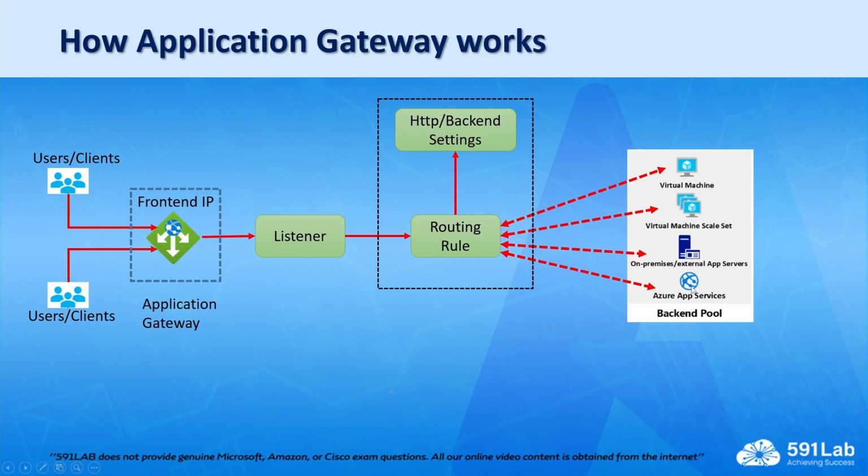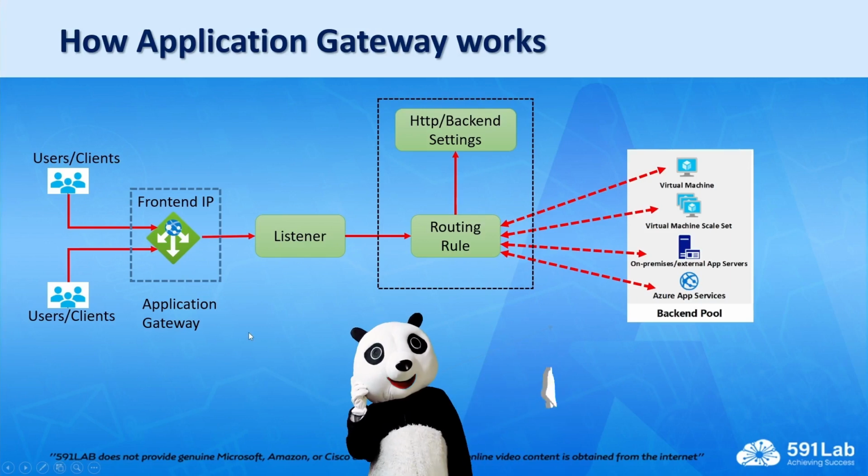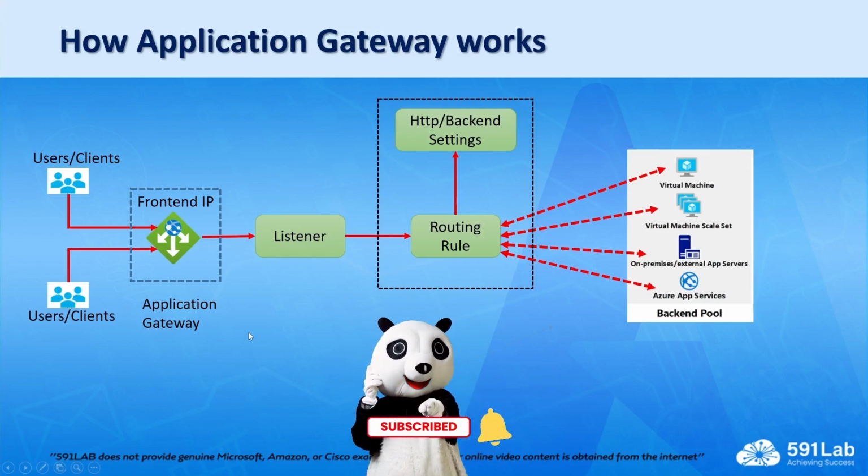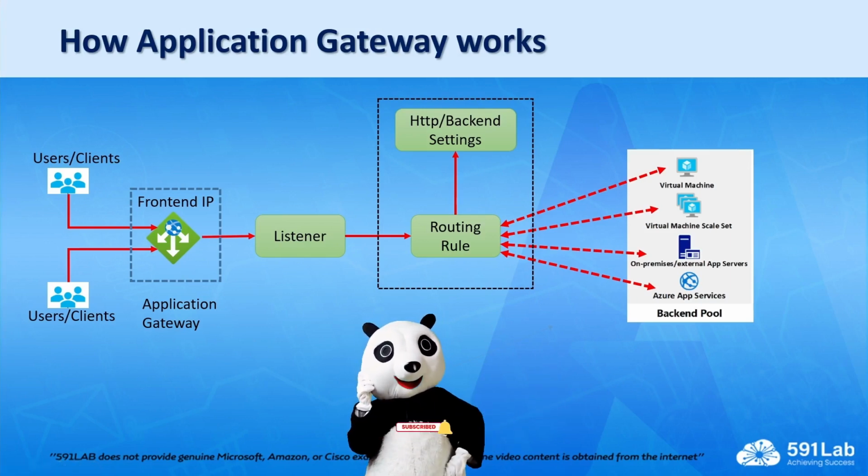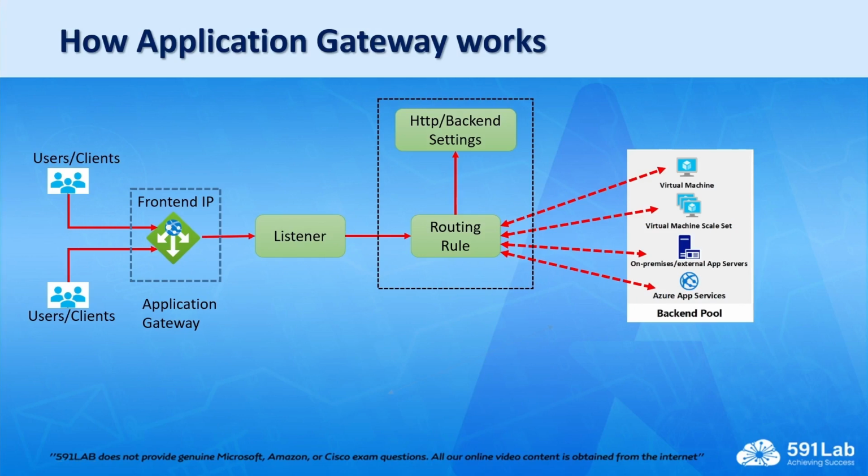So the flow is: the request comes from the user or clients to the front end. Then it goes to the listener. The listener uses the routing rule to send the traffic to the backend pool by the port and protocol defined in HTTP settings. So this is how the application gateway works, or how the traffic moves across the application gateway. I hope this helps you understand how it works.